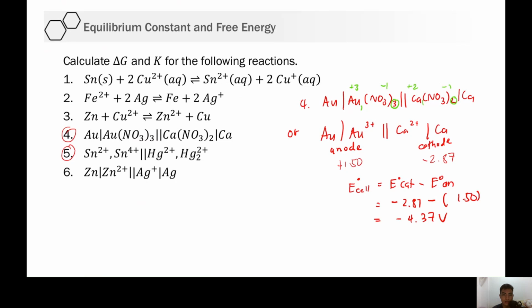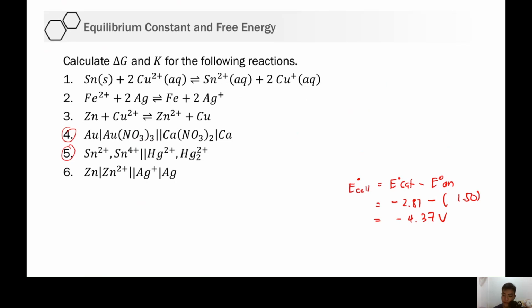So we have now solved for the E cell. That is what we need in order to get the delta G and K. Let me erase this, I need more space. We have E naught cell for number 4, which is negative 4.37 volts.